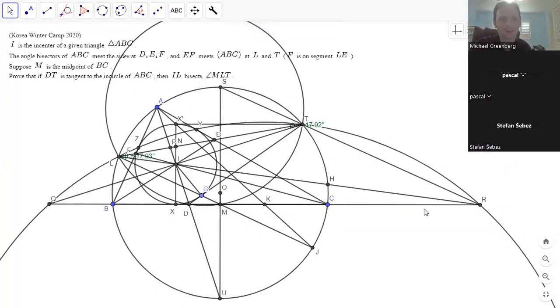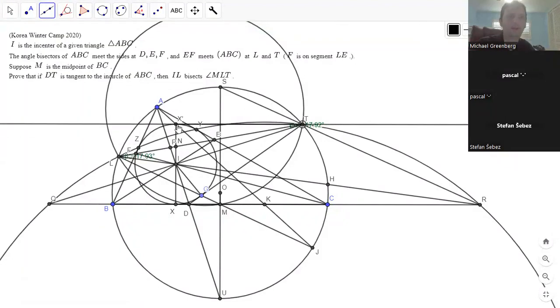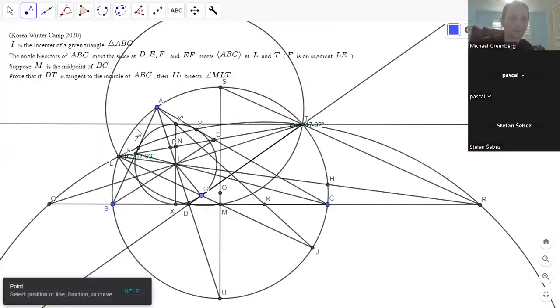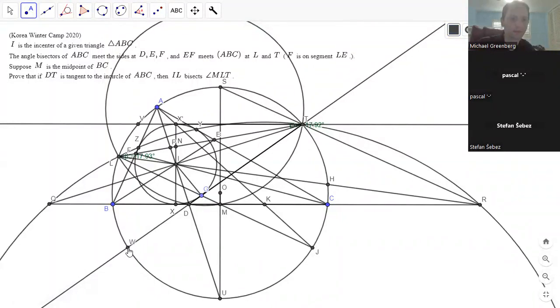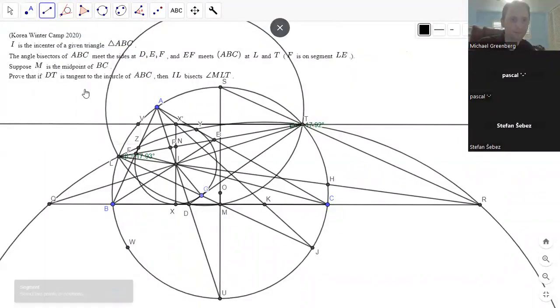I think I'm close to showing that TX' is parallel. Oh, yeah? So what I was thinking is to extend TX' and TD to meet the circle, and use the Poncelet-Poisson. Ah, that's interesting. So we have this and this, E and W. I'm not sure exactly how to prove this, but it looks like something kind of well known, to be honest.